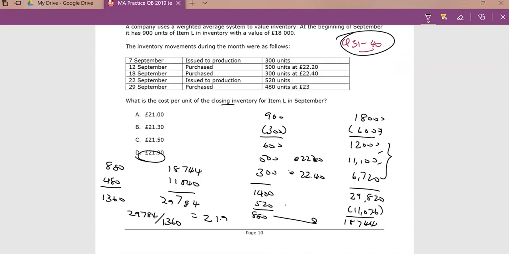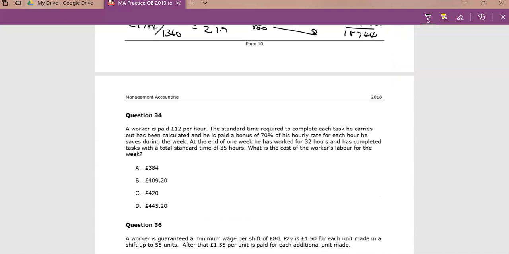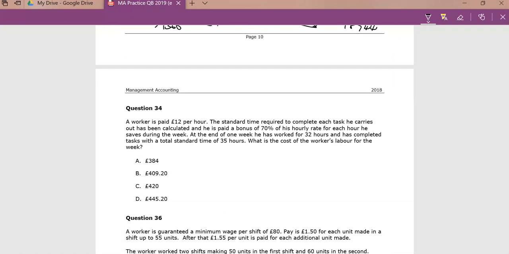Yeah, okay. And then we have question 34. These are kind of labor questions. We looked at this. So it says here that this person is paid £12 an hour. The standard time to complete each task is calculated, and he is paid a bonus of 70% on his hourly rate for each hour he saves. Right. So £12 an hour, 70% bonus on the hourly rate.